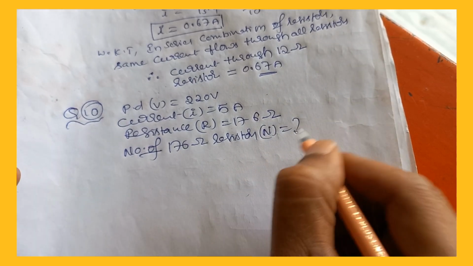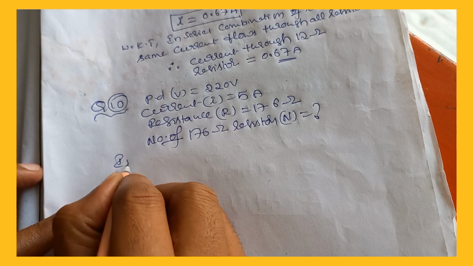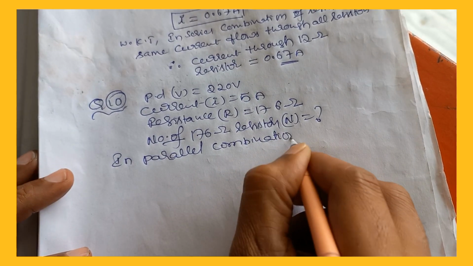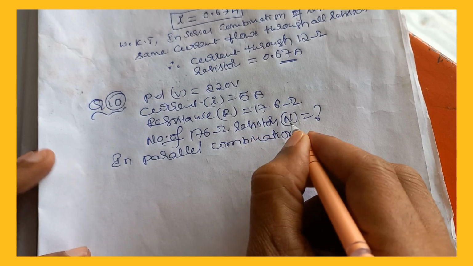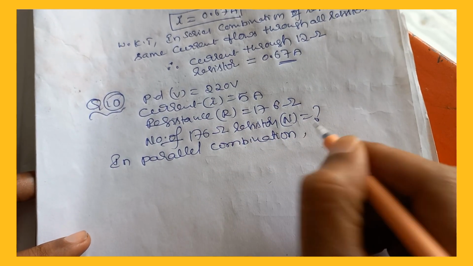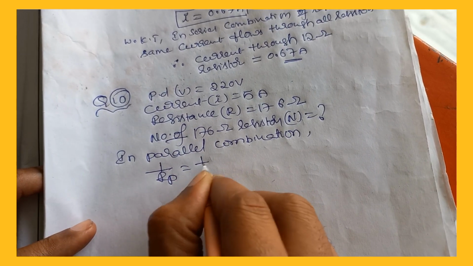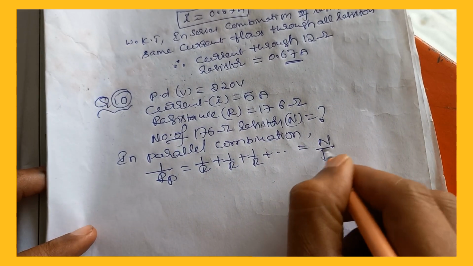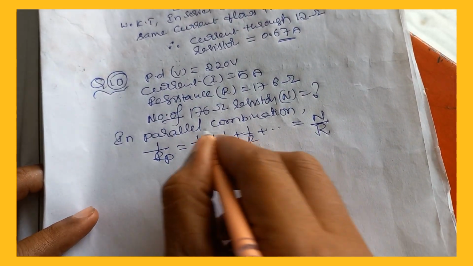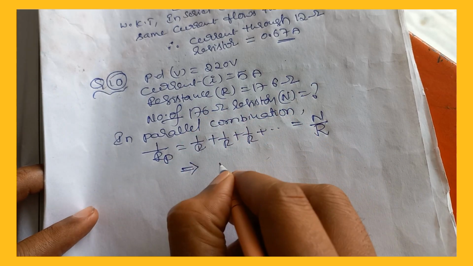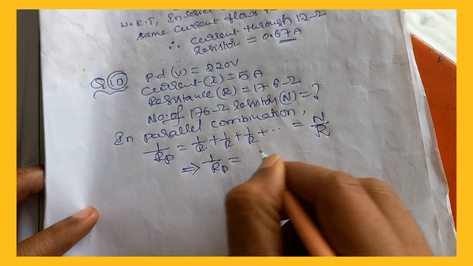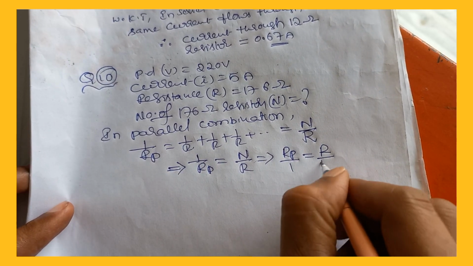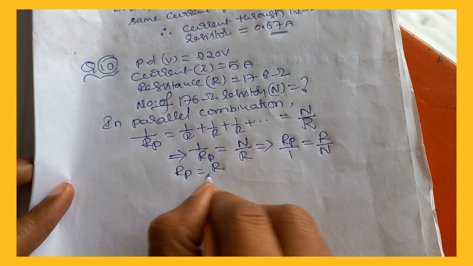It is denoted by N when they are connected in parallel. So in parallel combination, N such 176 ohm resistors are connected. So 1 by RP is equal to 1 by R plus 1 by R plus 1 by R and so on, equal to N by R. So 1 by RP is equal to N by R. Taking the reciprocal, RP is equal to R by N.